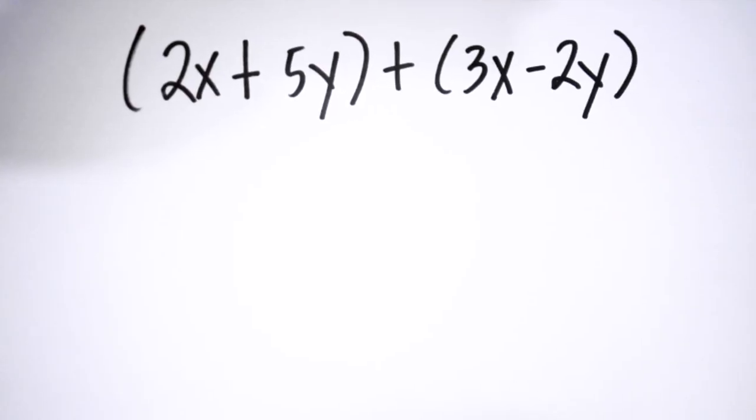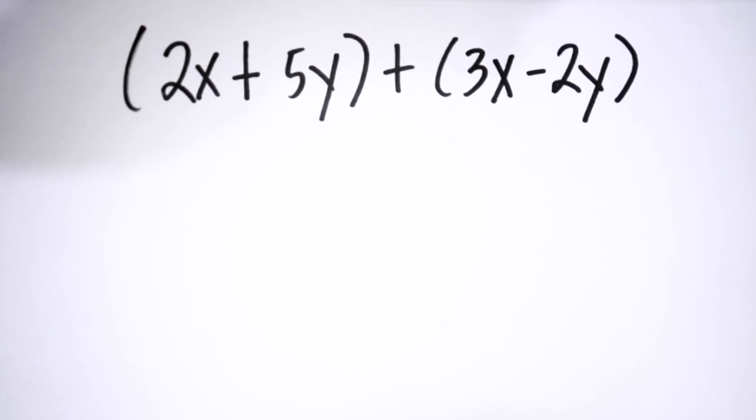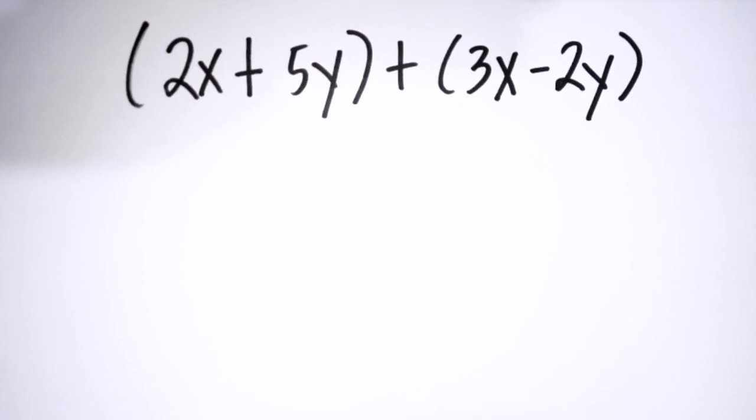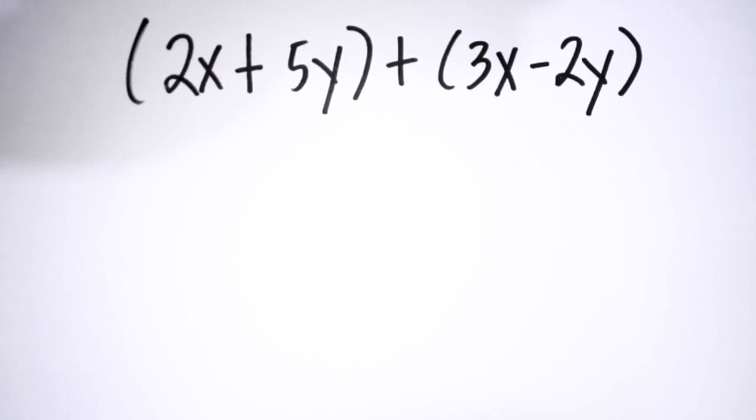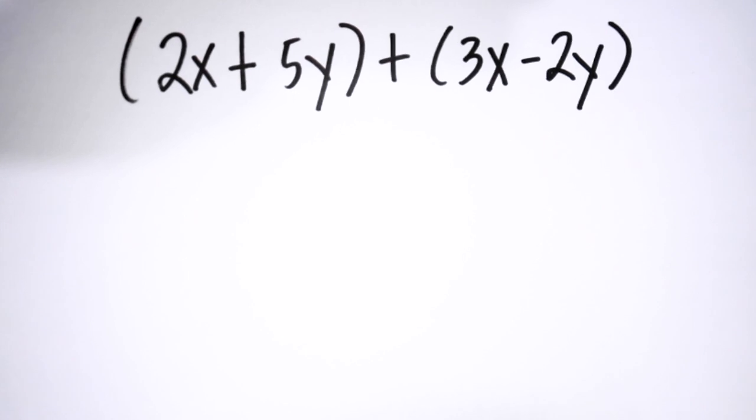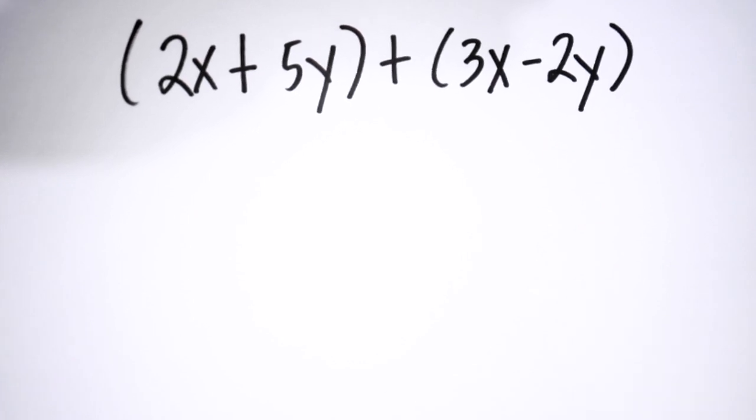To solve this problem, we can use two methods that you previously learned for addition of whole numbers back when you were in grade school. You can write this horizontally. Let's clear the parentheses first.